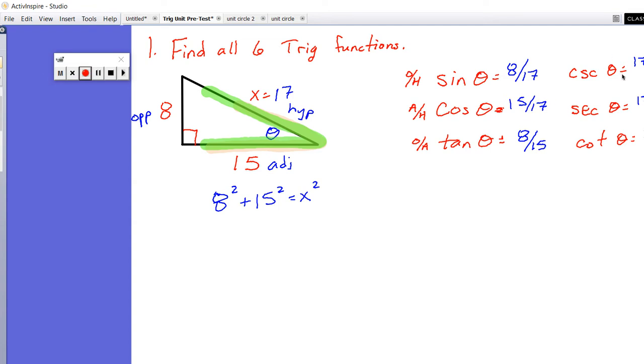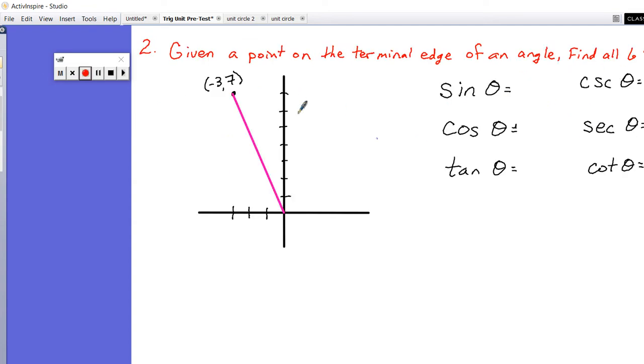So that's number 1. Number 2, given a point on the terminal edge of an angle, find all 6 trig functions. The point is negative 3, 7, so I graphed it. I went over 1, 2, 3, up 1, 2, 3, 4, 5, 6, 7, put my dot, and I connected that dot to the origin. Now I'm going to create a triangle from that. And we always draw our angle down to the x-axis. So I come down to the x-axis, and now I have a triangle.